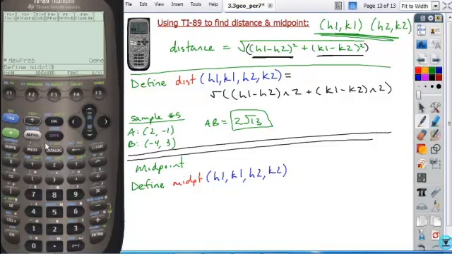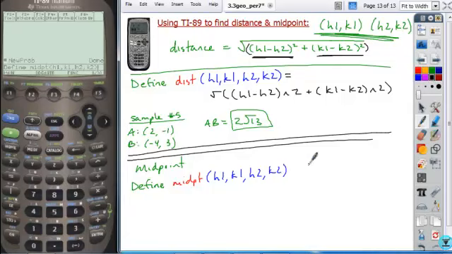So on my calculator, same thing. And then finally, I'm going to write in my calculation. For midpoint, we're going to use something called a matrix. Did you guys study those at all in algebra last year?